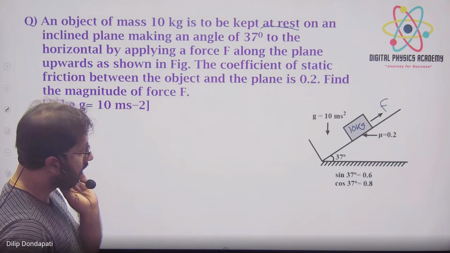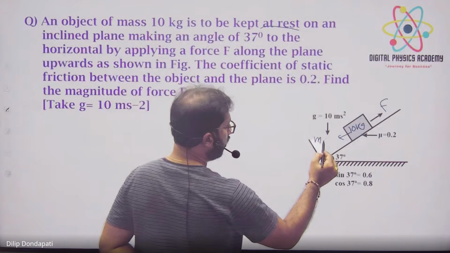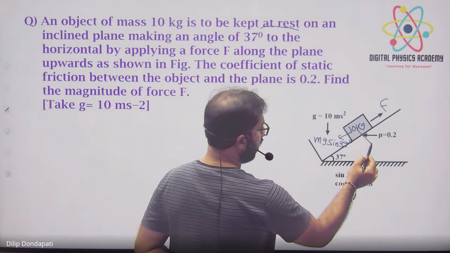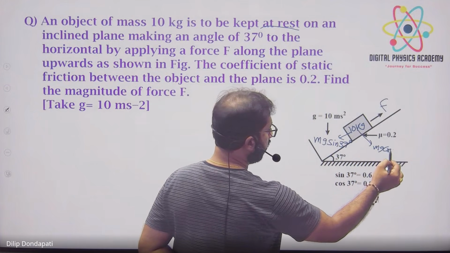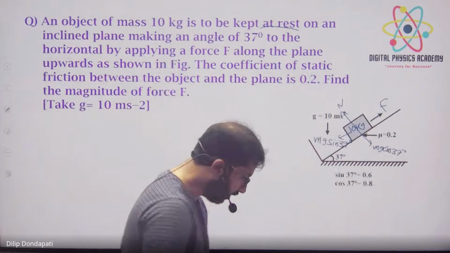I'm getting 16. No, wrong. What are the forces acting on it? You get 16, but they asked for the magnitude, which will be 60 minus 16, that is 44. See, mg sin 37, mg cos 37. I'm getting 76 also, so F minus mg sin theta equals that.